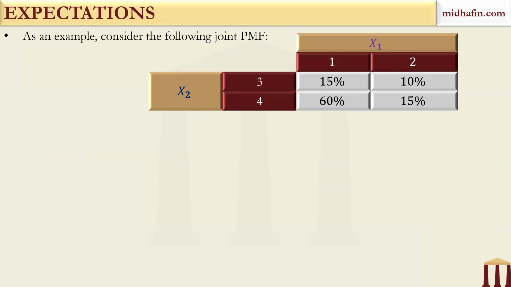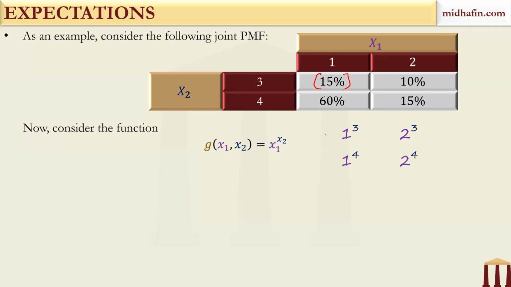The probability of x1 being equal to 1 and x2 being equal to 3 is 15%. Just like that, all the four numbers are given. This is the function, another function, x1 raised to the power x2. There are four possible outcomes, of course: two outcomes for x1, two outcomes for x2, which gives us four total possible outcomes because 2 times 2 is 4.